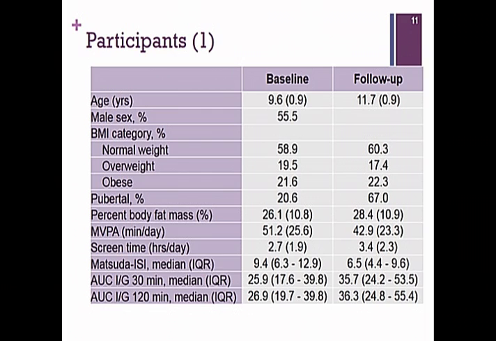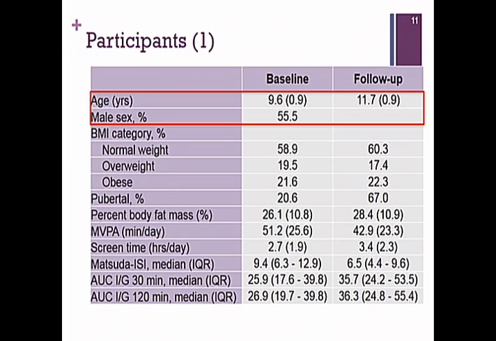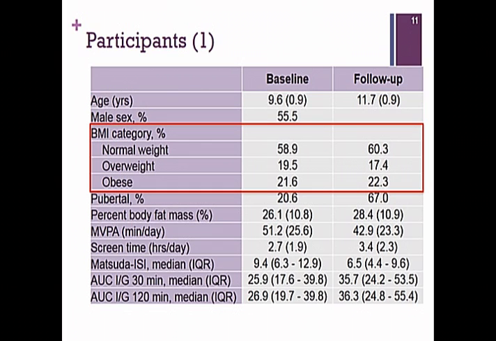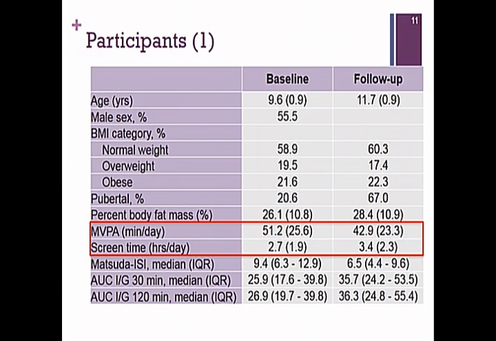So this table shows some of the descriptors of the participants. At baseline, they were on average 9.6 years old and 11.7 years at follow-up. 55% were boys. If we look at the BMI category, we see that about 60% were of normal weight, both at baseline and follow-up. Just under 20% were overweight at baseline and follow-up, and just over 20% were obese at both time points. If we look at moderate to vigorous physical activity, it decreased from 51 minutes per day to 42 minutes per day after 2 years, and screen time increased from 2.7 to 3.4 hours per day over the 2 years.